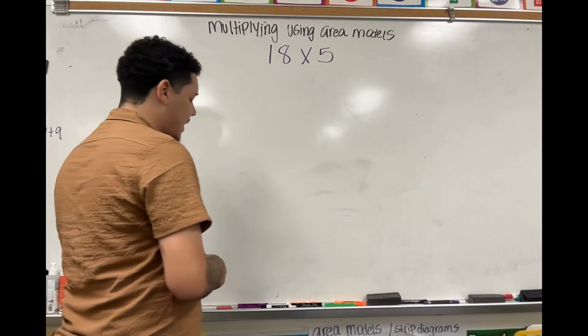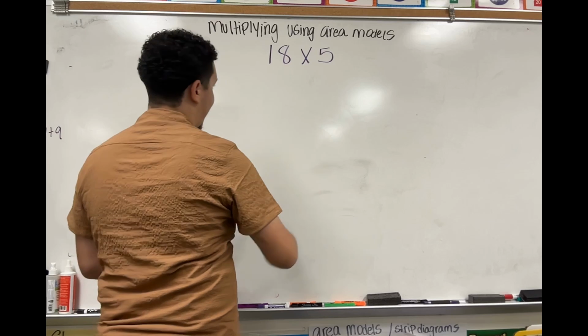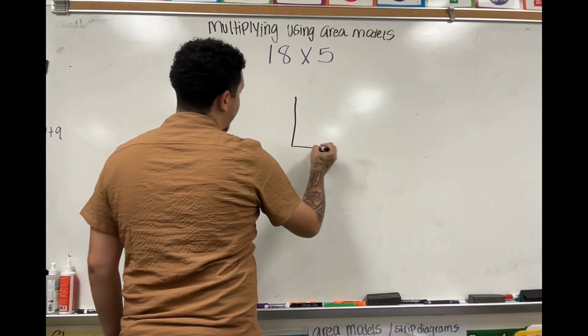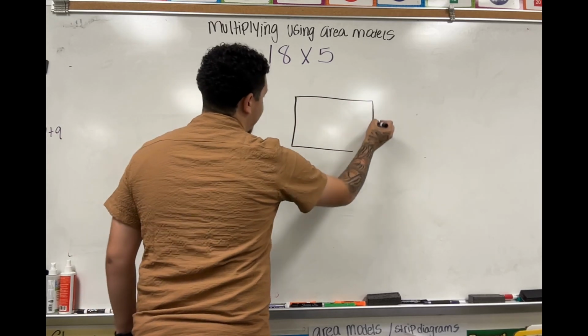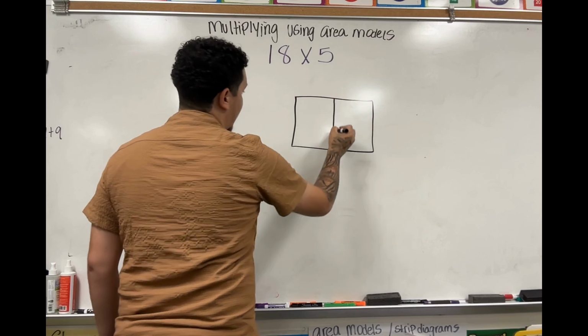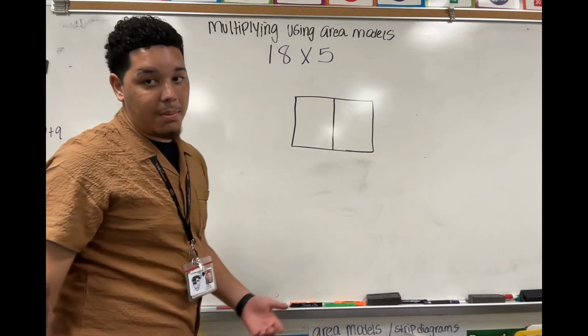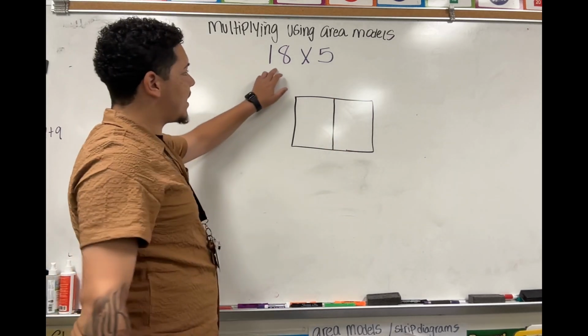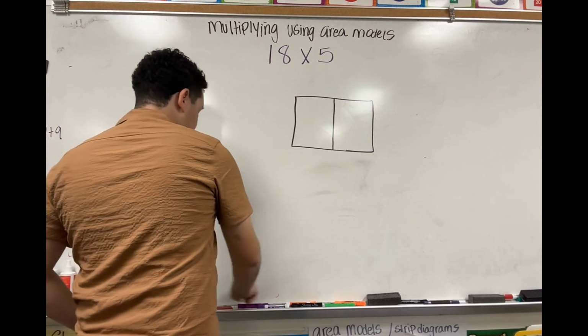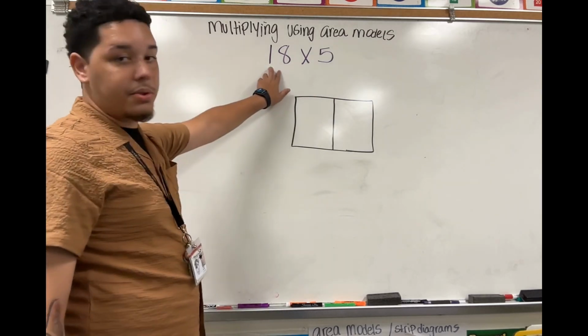And what I want to do is go ahead and set up my area model. All right, so I have my box here. And remember, when we draw our box, we want to make sure that we put the line in the middle. All right, the line is essentially our plus sign. Let's take a look at our number, 18 times 5. Our bigger number here is 18. This is our two-digit number.